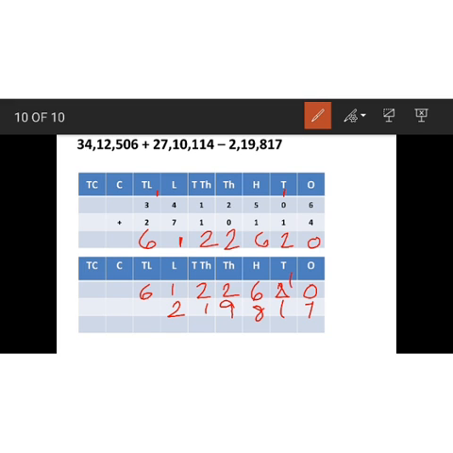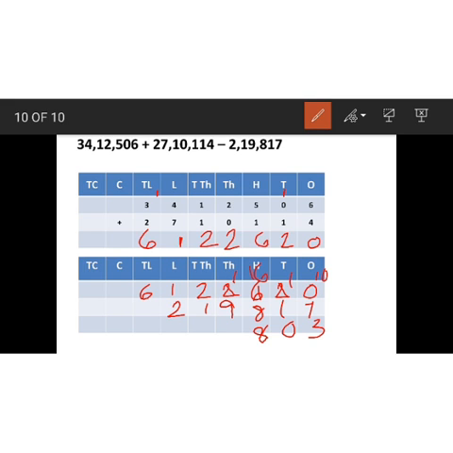Here it will be 1 and here it will be 10. 10 minus 7, it will be 3. 1 minus 1, it will be 0. 6 minus 8, we can't do that, so we have to borrow. It will be 1 here and 16 here. 16 minus 8, we will get the answer as 8 itself.